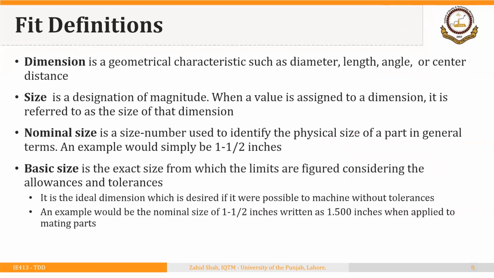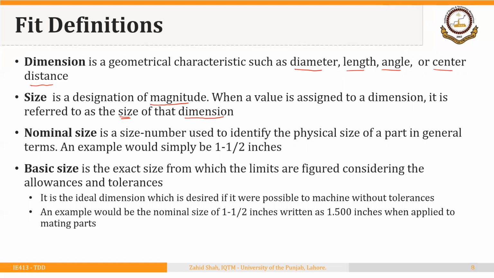Some more terminology. Dimension is a geometric characteristic such as diameter, length, angle, or center distance. And size is a designation of magnitude. So when a value is assigned to a dimension, it is referred to as the size of that dimension. So diameter is a dimension. If we have a diameter of 2.00, that will be the size of that diameter.